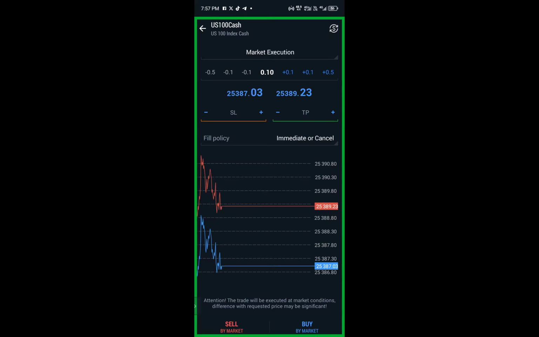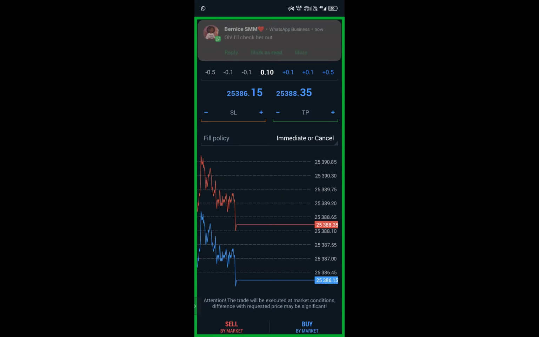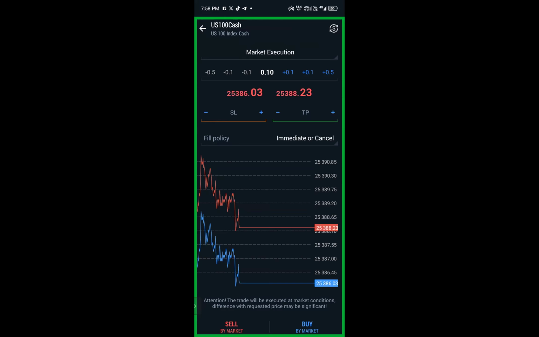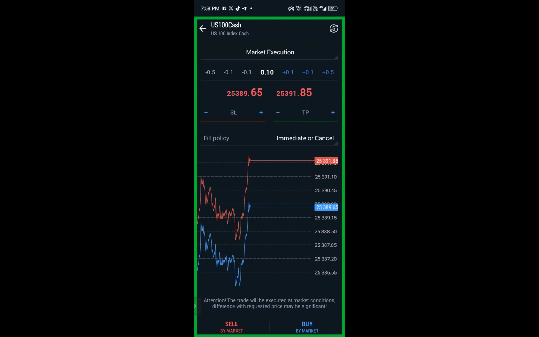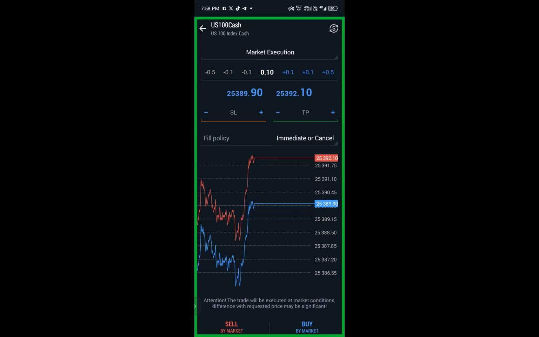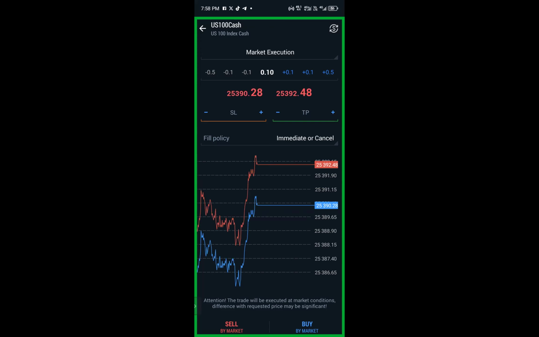So 0.10 is $1, 0.20 is $2, 0.30 is $3, 0.40 is $4. If you want to take $10, you need to do a 1.0 for $10, 2.0 for $20. If you want $100, you need to do 10.0. Are you getting it? The lot sizing is a little bit different. Instead of 0.01 meaning $1 like for gold, it is 0.10 that means $1 per 10 pip for the NASDAQ.